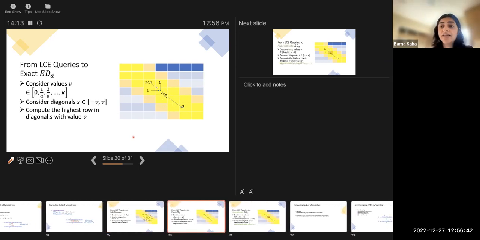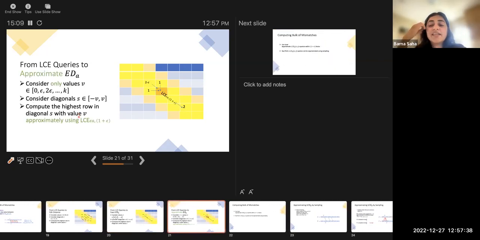Now for exact EDA queries, we'll follow the same setup, except that now the values v, instead of going in increments of 1, will go in increments of 1 over a. So you will look at 0, 1 over a, 2 over a, 3 over a, up to k. For every value, you will look at the diagonals. They don't change from minus v to v, because for indel, you are paying plus 1 for every indel. And for every diagonal, you are again computing the highest row with the value v. It is the same logic for the exact edit distance computation, just with these different increments of 1 over a for the values of v. That gives you the exact EDA computation. We show that this algorithm is the best that you can do in terms of conditional lower bounds.